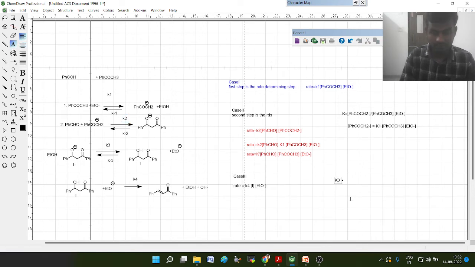Capital K, the equilibrium constant, equals the concentration of I and then the concentration of EtO minus, divided by the concentration of I minus on the reactant side and the concentration of EtOH, which is in excess amount, so I won't bother about it. I missed something, right? This is I minus.